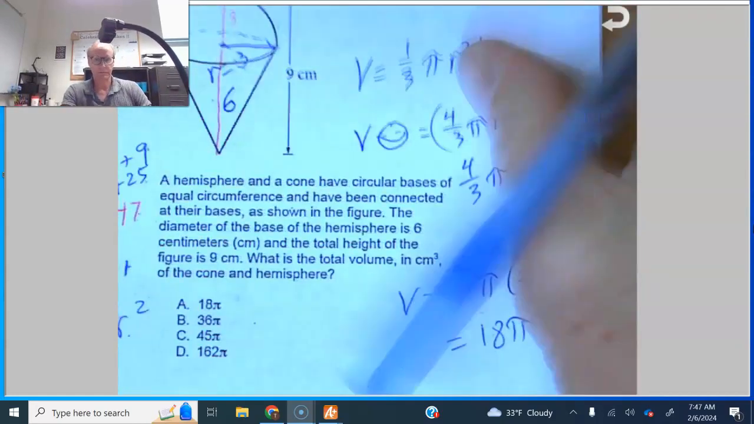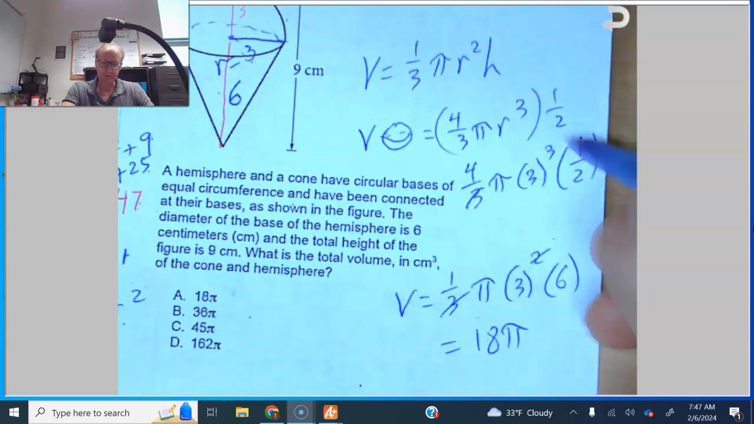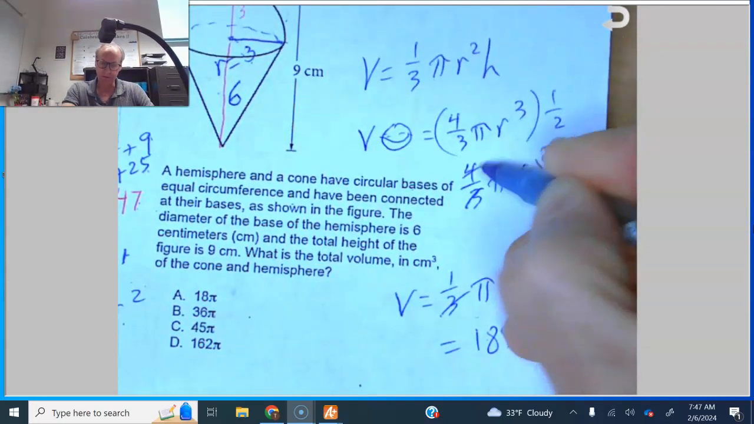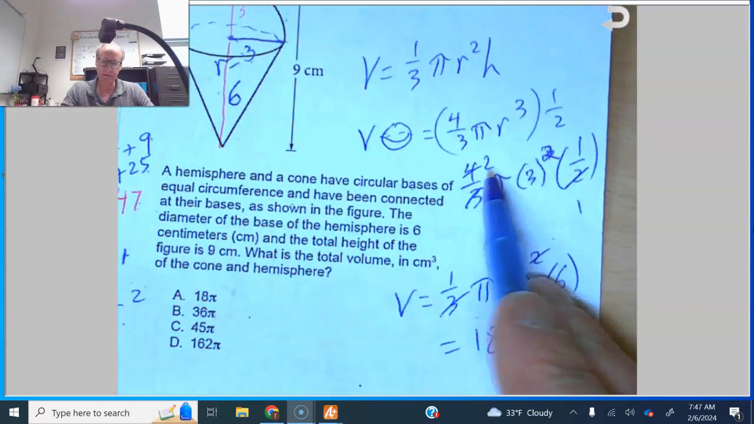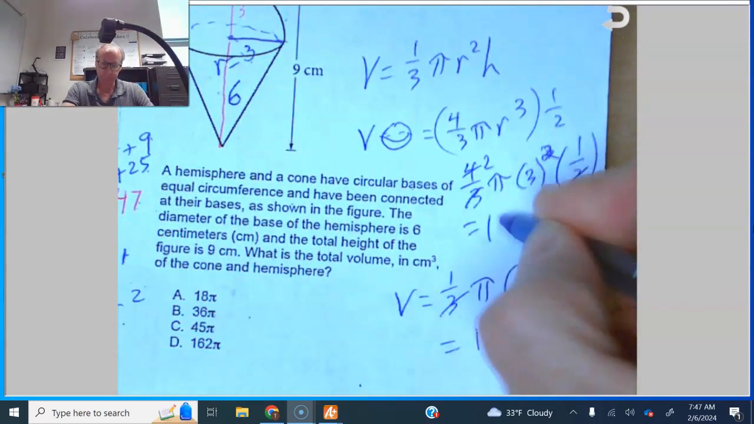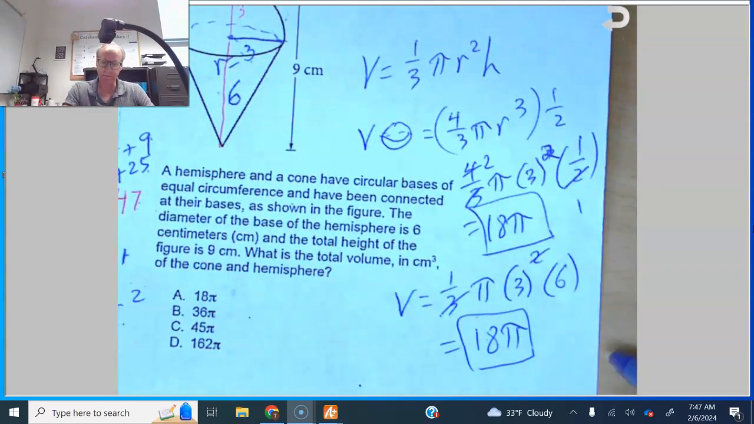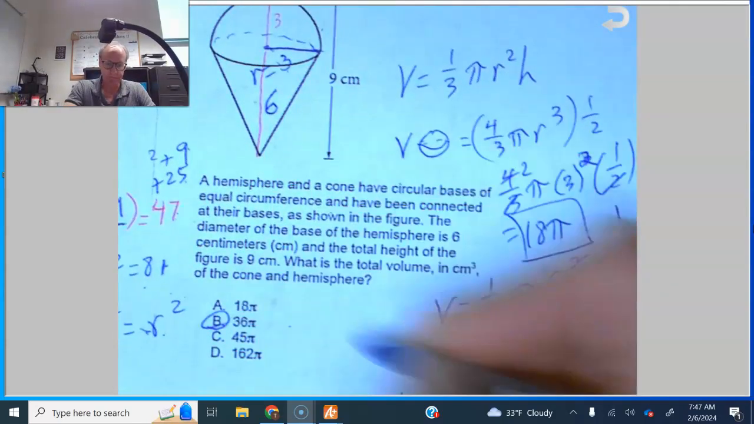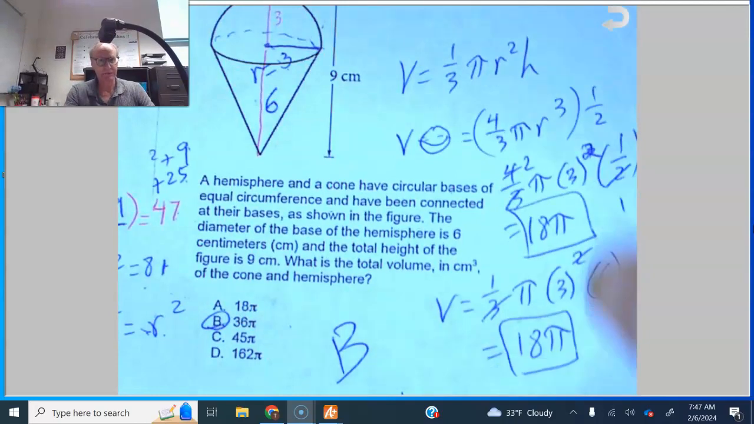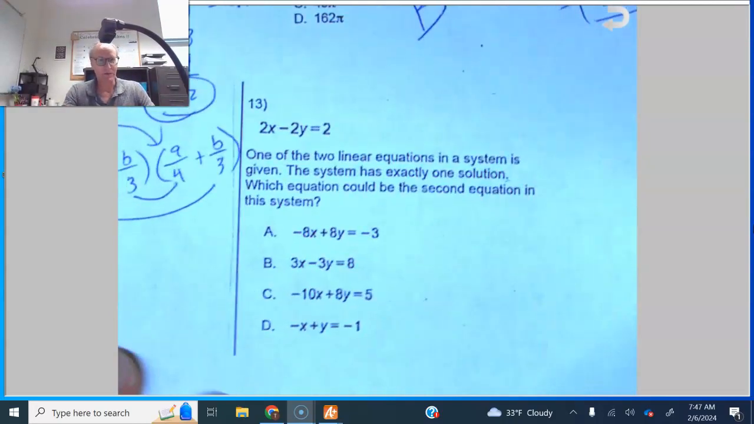So now, I'm going to move this over here a little bit. This 3 cancels with one of these to give me 3 squared, and the 2 cancels with the 4 to give me 2. So I've got 9 times 2 is 18 times pi. Interesting. These have equal volumes, and when you add them together, you get 36 pi. And there it is, B. Really, really kind of a tough problem there. Let's see. Not as hard as the circle one, though.